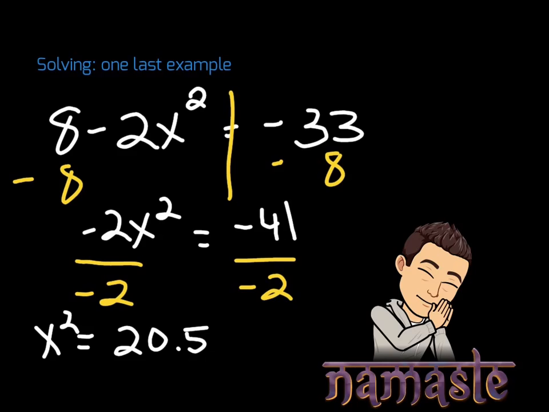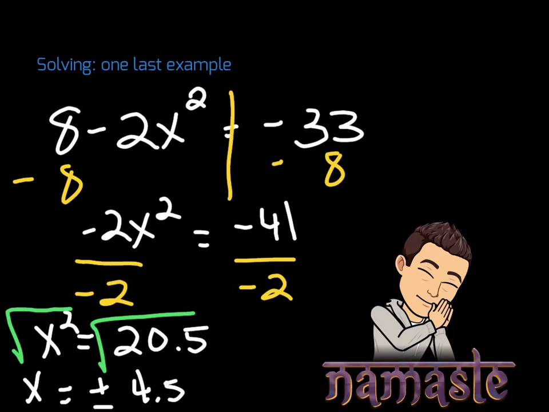So since I still want to solve for x, I'm going to use a radical symbol on both sides of my equation to isolate this x even further. So here's my last step. The square root of x squared is x. And the square root of 20.5 is plus or minus 4.53. And this is just one last example of how sometimes when solving, your answer will not work out to be a perfect square.